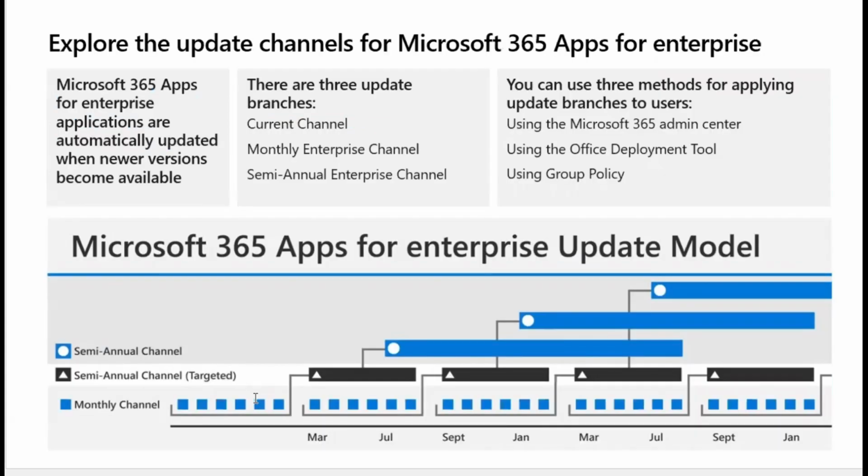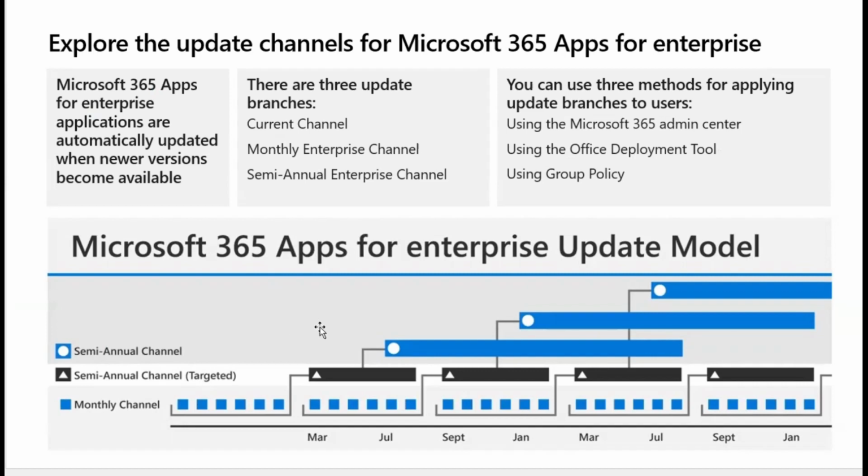So let's explore the update channels for Microsoft 365 apps for enterprise. Applications are automatically updated when newer versions become available. There are 3 update branches: current channel, monthly enterprise channel, and semi-annual enterprise channel. You can use 3 methods for applying update branches to users: using the Microsoft 365 Admin Center, using the Office Deployment Toolkit, or using group policy. So you can get the updates in 3 different ways.